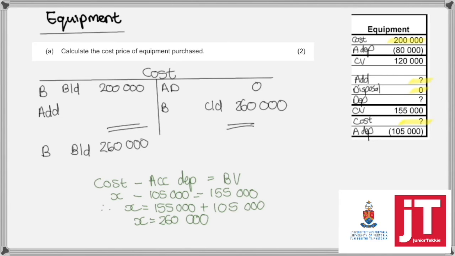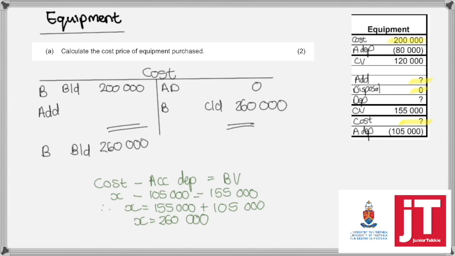So to calculate the cost at the end, you know that cost minus accumulated depreciation equals book value. So if the cost is equal to X, the accumulated depreciation is 105,000 and the book value is 155,000. To get X alone, we need to take 155,000 and now we need to add 105,000. So the total cost is 260,000. And this is the balance at the end.